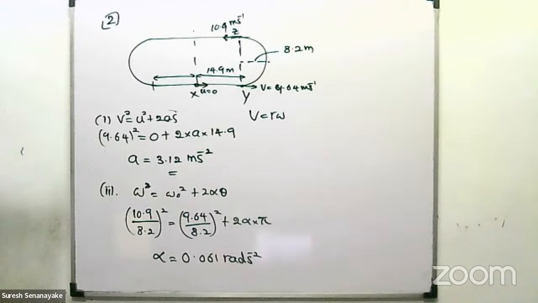So that's a resultant to the outward. So it will move outward. It will no longer be moving in a circular path.